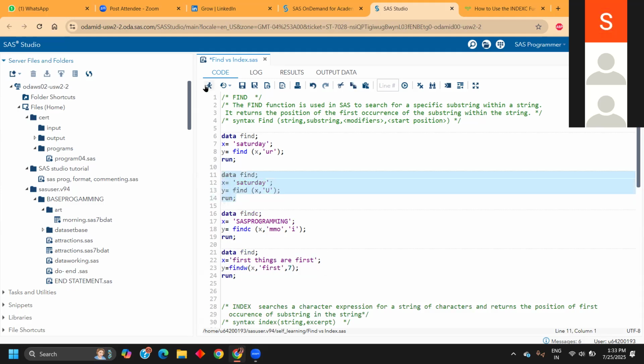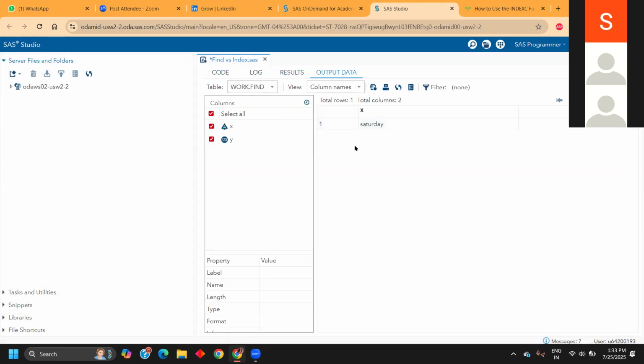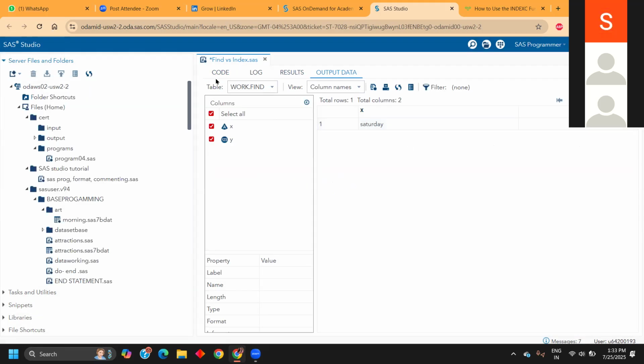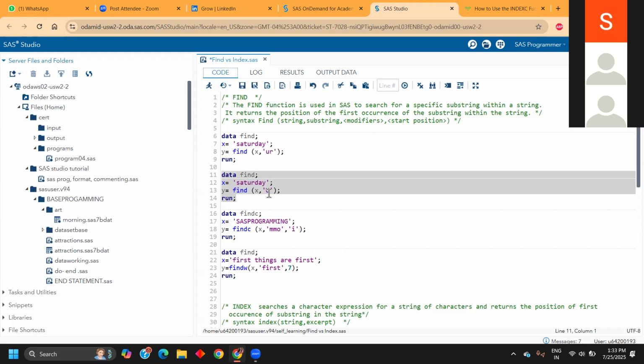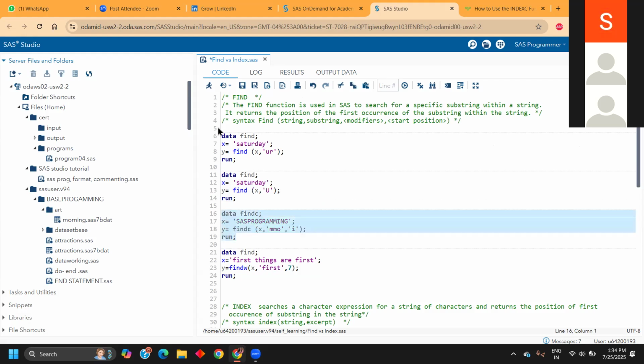If I try to run the code, then I'll not get the output. So this is the use of modifier. And this is FINDC. FINDC is similar to INDEXC. Here we are going to find the character. But here the character I'm giving in a different way, like MMO. In SAS programming, it is MMI, but I'm giving MMO. Then also it recognizes.